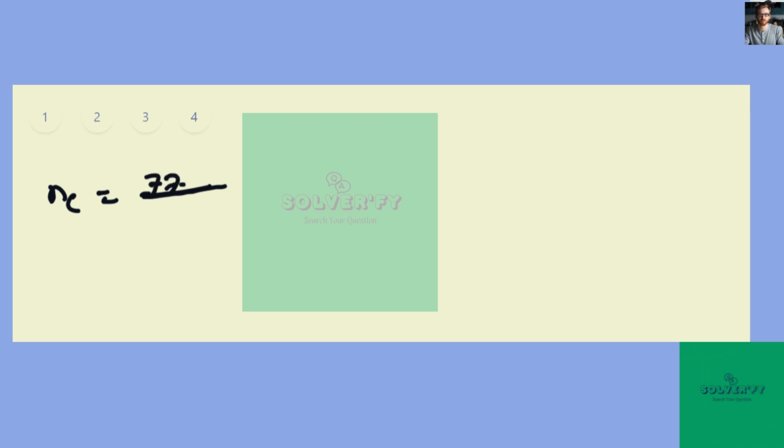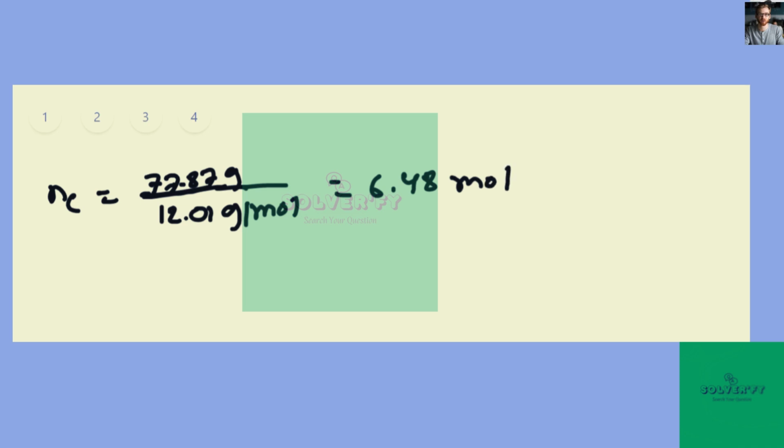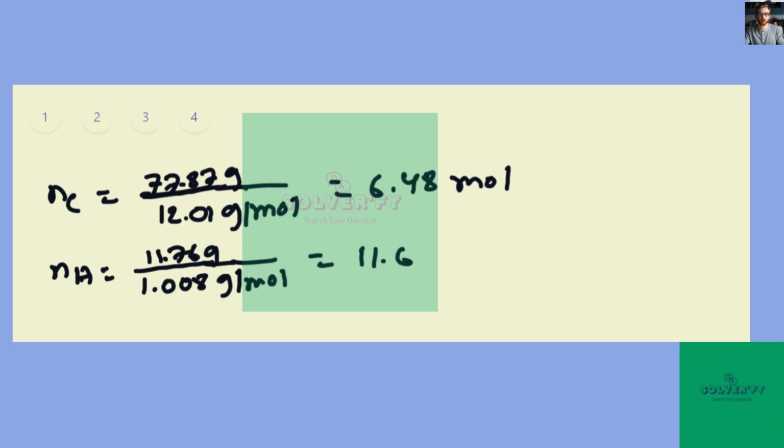So number of moles of carbon will be 77.87 gram over the molar mass of carbon, which is 12.01 gram per mole. It will give us a value of 6.48 mole. Then the number of mole of hydrogen will be 11.76 gram, which is the mass of hydrogen, over the molar mass of hydrogen, which is 1.008 gram per mole, and it will give us a value of 11.67 mole.